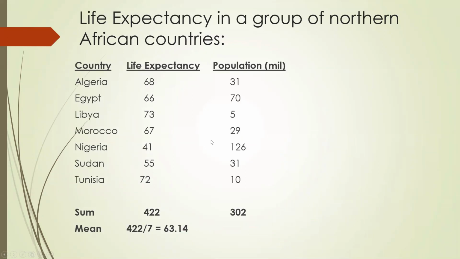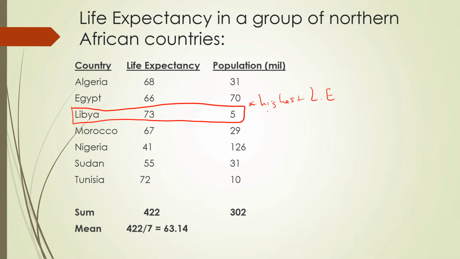But now look at the population of each country, okay? Who has the lowest population? Libya. Yeah. Look here, Libya has the lowest population. So what we're seeing here is it has the highest life expectancy, lowest population.